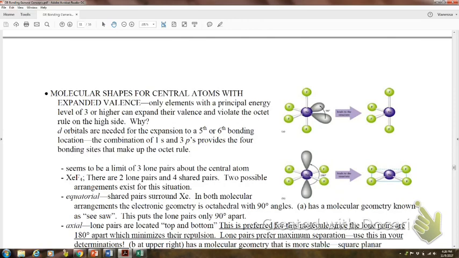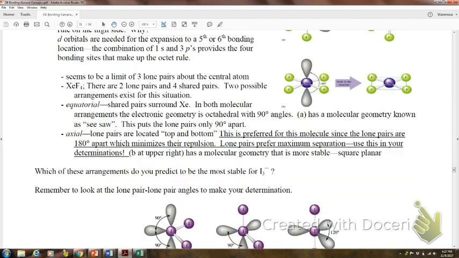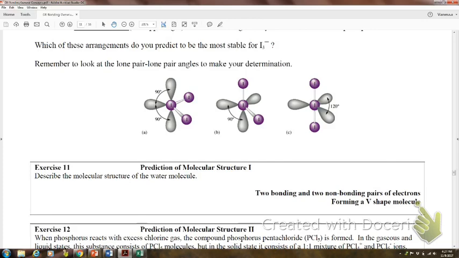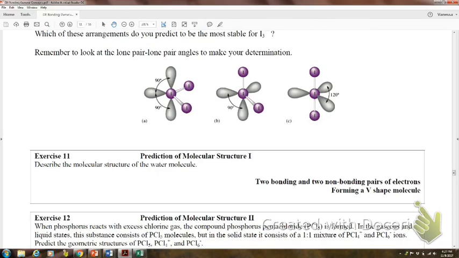But then when you have the 3rd energy level or above and you've got that d orbital, you can add a 5th or a 6th site. And so we're going to look at a couple of those. Okay, so here is some other things that have more. Remember, we're looking at the bonds themselves to determine the molecular geometry, but we're looking at areas of electron density to determine the electronic geometry. All right, so let's look at a couple of these.